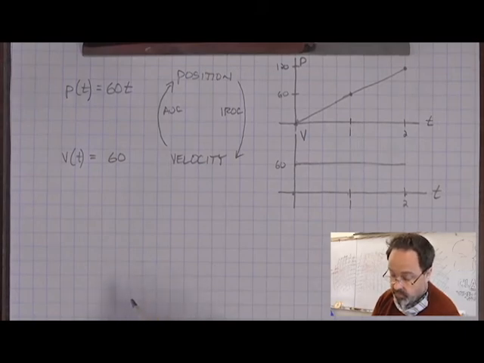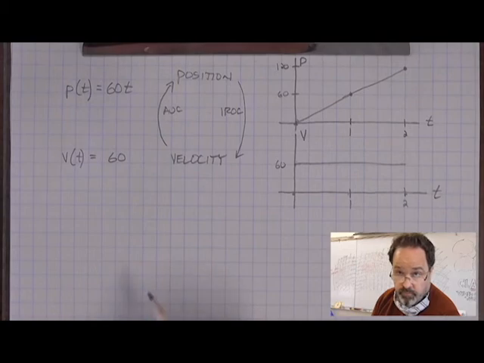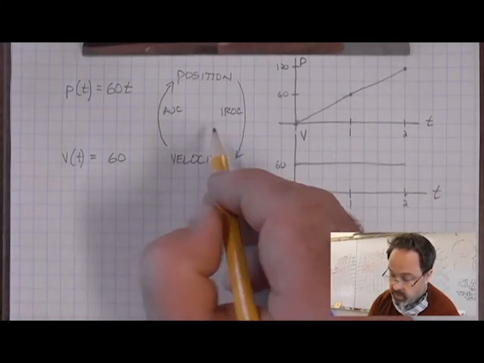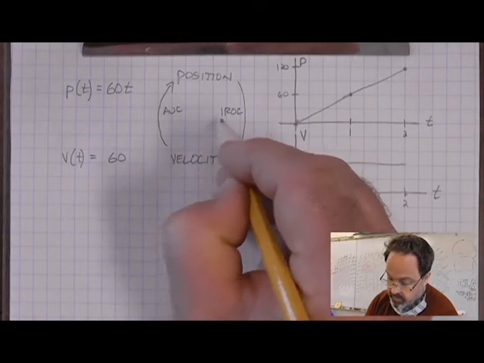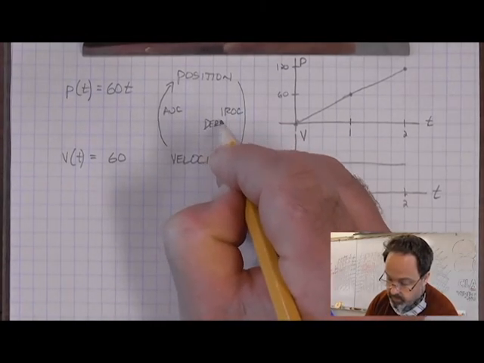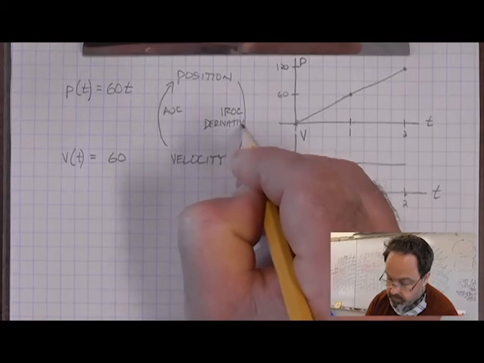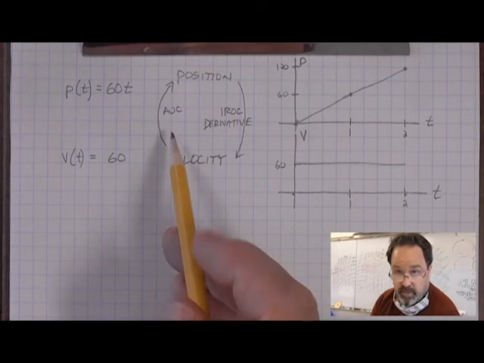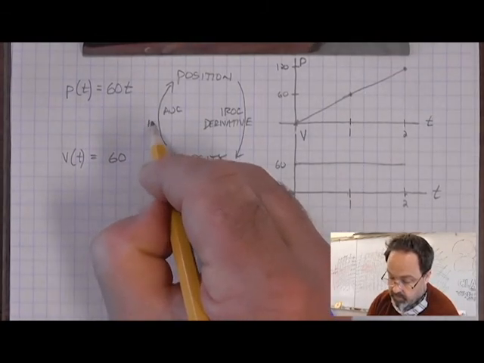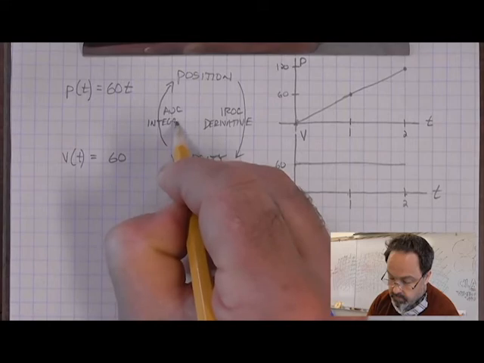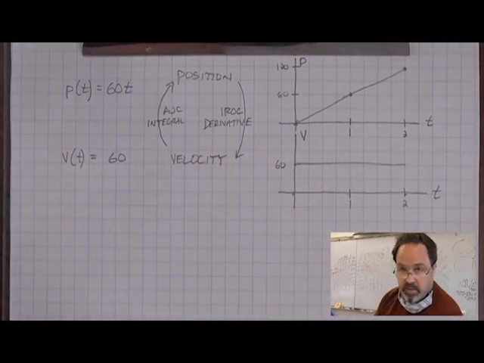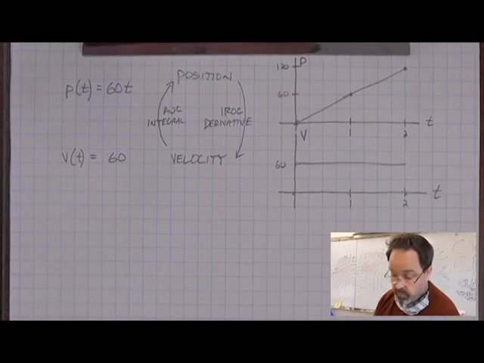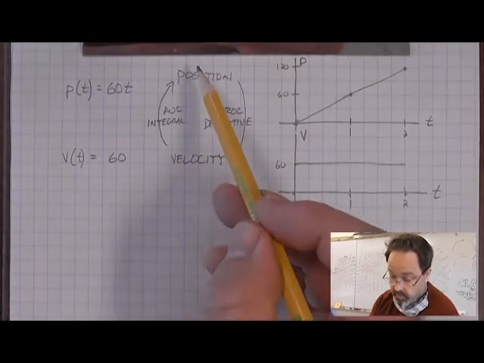We have calculus terms for instantaneous rate of change and area under the curve. IROC in calculus is better known as the derivative. And area under the curve in calculus is better known as the integral. The integral and the derivative in calculus are inverses of each other. You can go from one and back.